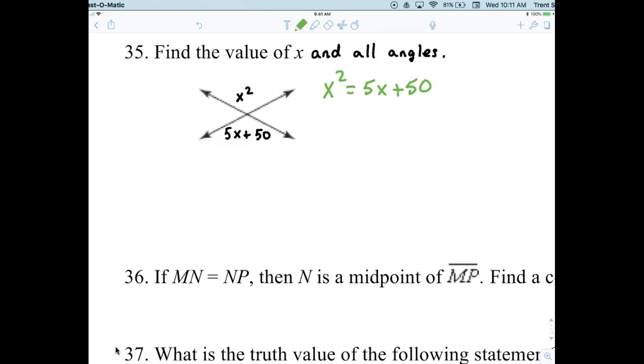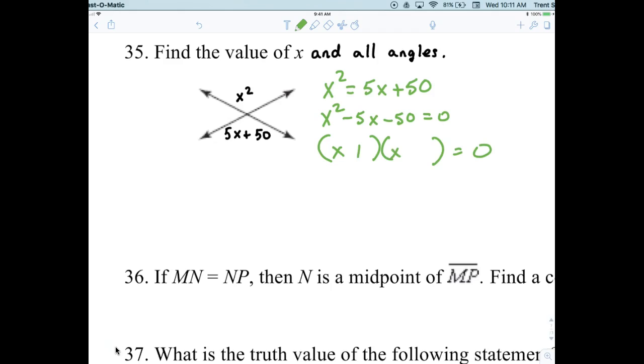Now, if you recall, that is a quadratic. And to solve a quadratic, you have to set it equal to 0. Then you have to factor it. So this now would be x squared minus 5x minus 50 equals 0. Agree with me? And so now we're going to factor that.